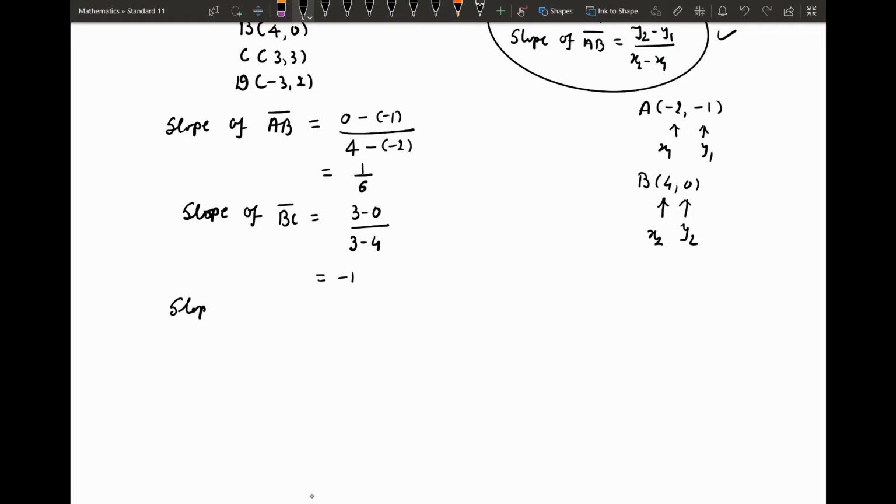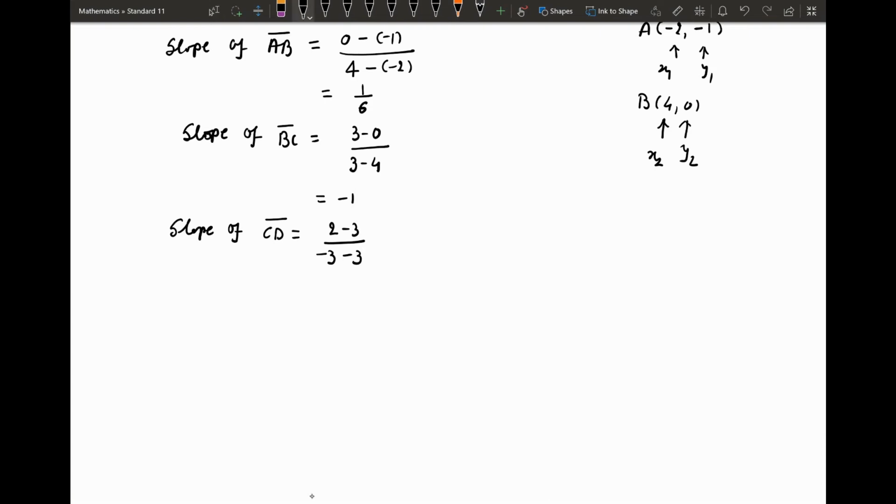Now slope of line segment CD. Consider coordinates of C as x1 y1, coordinates of D as x2 y2. So y2 minus y1 upon x2 minus x1. You can simplify this one, it will be minus minus plus. So 1 by 6. You can observe here that slope of line segment AB and slope of line segment CD are equal.